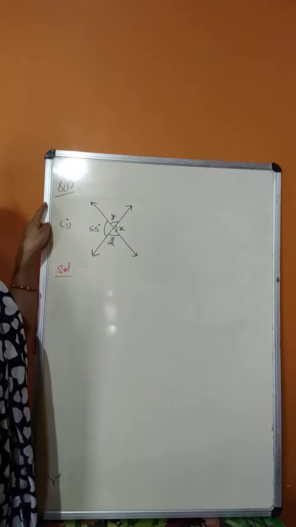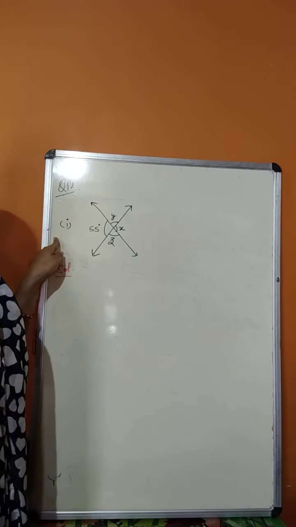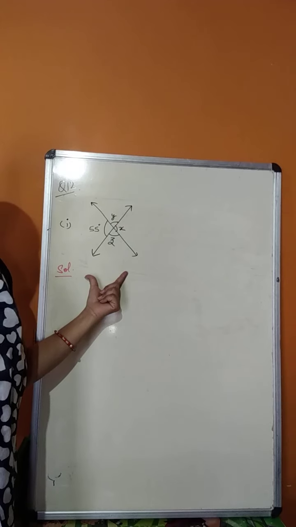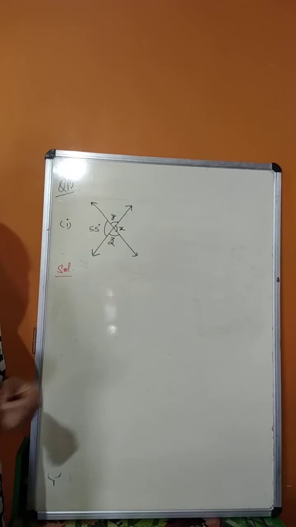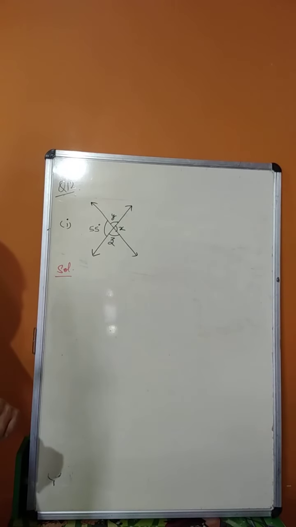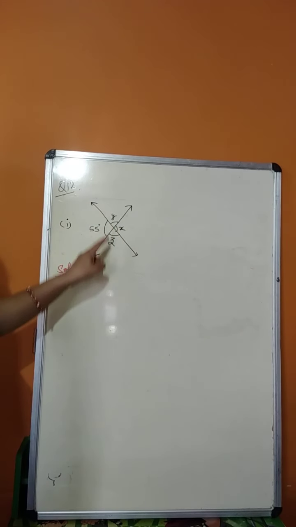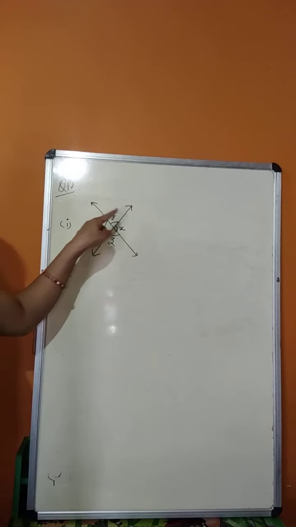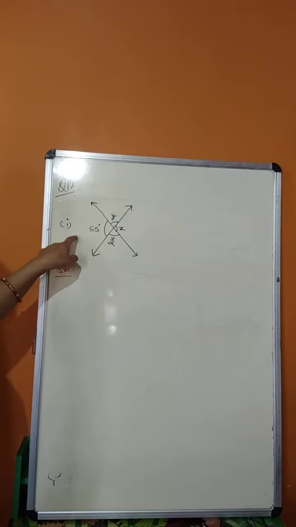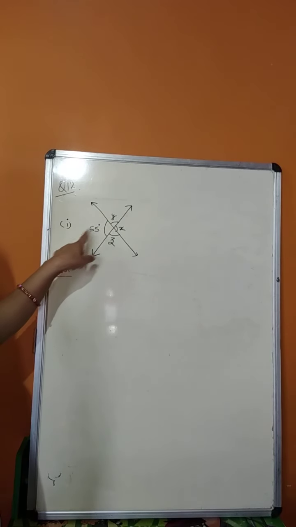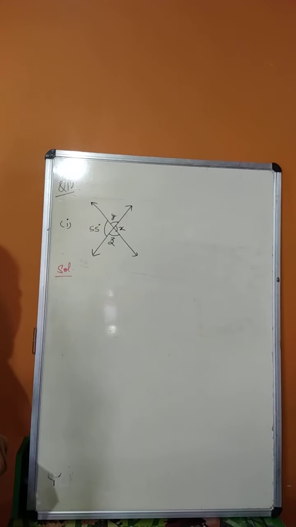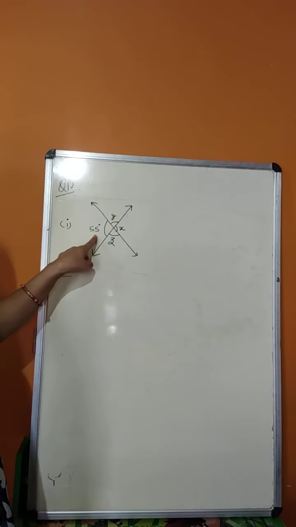Question number 12, the first part, and its figure is this. What we have to find in this question is the values of x, y and z. We have to find the unknown angles. One angle is given, 55 degrees, and the others we have to find.